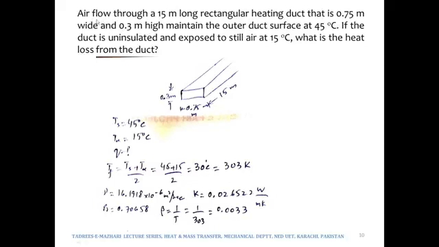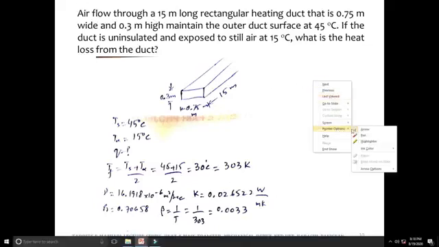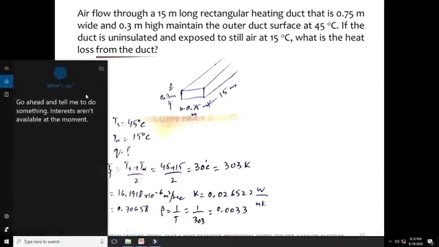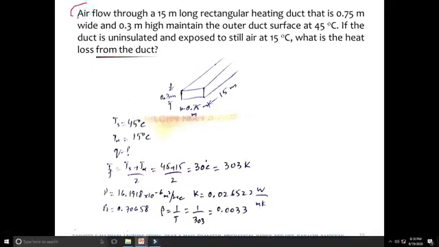This problem says that the air flow through, so it is air which is flowing. So the fluid which is flowing is in fact air. So air flows through a 15-meter long rectangular heating duct. This is the length of the duct, which is 0.75 meter wide and 0.3 meter high. So its height is 0.3 meters.